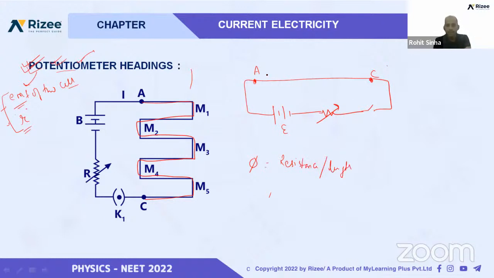Suppose we want to find the resistance of AC. What we will do is multiply this phi by the length of AC. We multiply phi by the length of AC and we will get the value of the resistance of AC. Any problem understanding this?